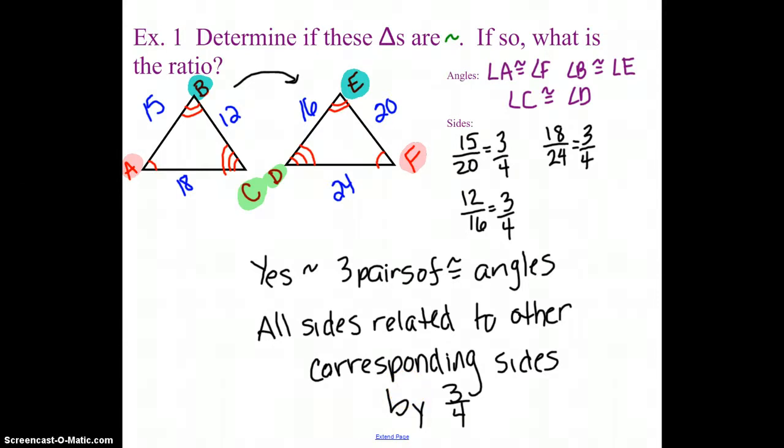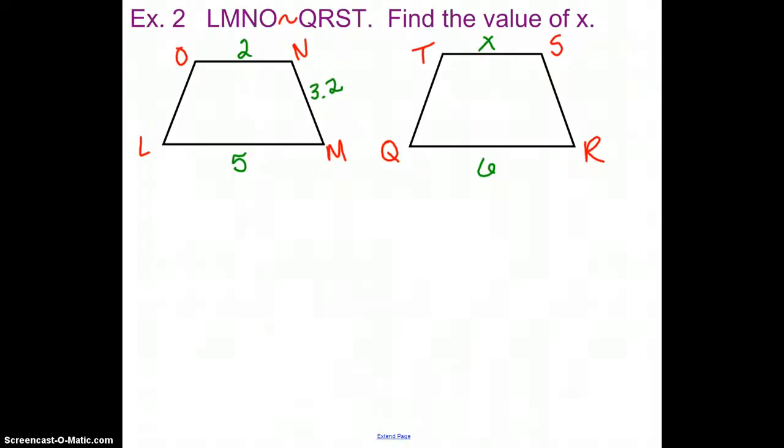Let's take a look at another example. This one, they're going to tell us that these two shapes are already similar. So I'm just going to use my highlighter to help myself here. L and Q are related, so I'm going to mark L and Q in this picture too. Then M and R are related. Then N and S, and O and T.